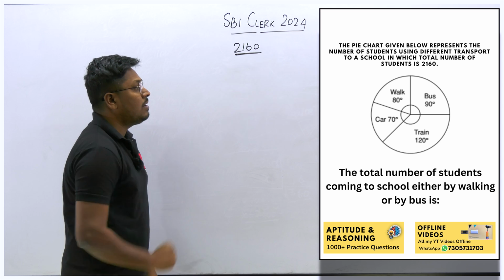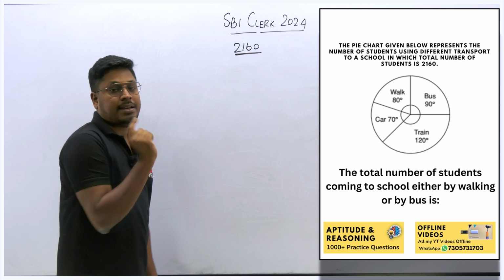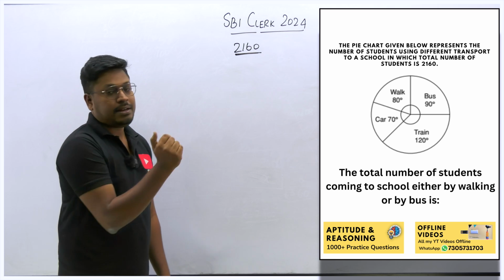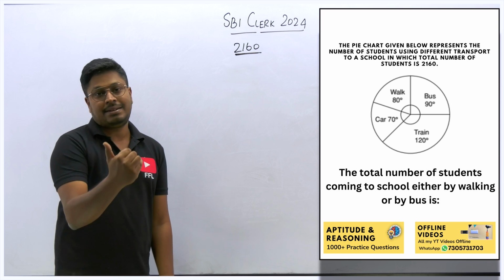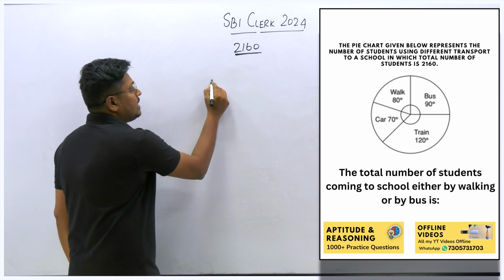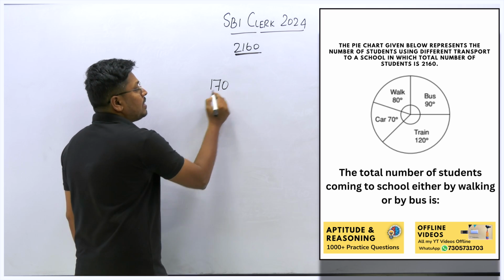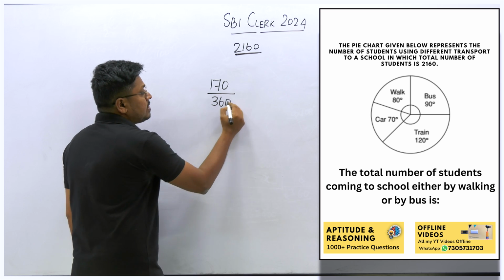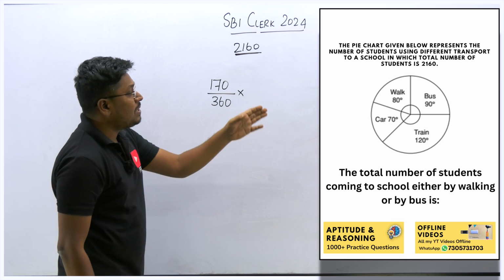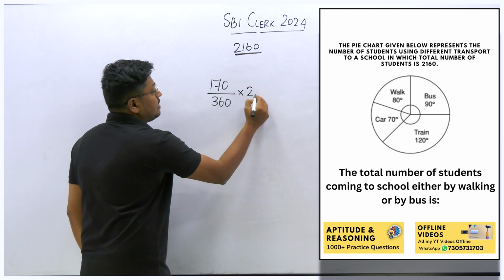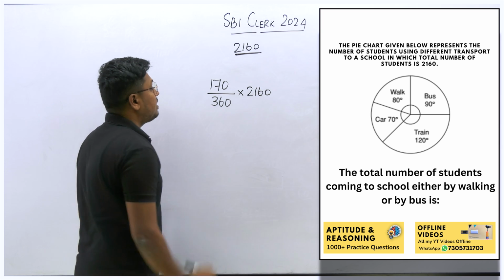What about walking here? Walking is how many degrees? 80 degrees. And what about bus? 90 degrees. So 80 plus 90 will be 170 degrees. So the total is 170 degrees. And in order to remove the degree, divide by 360. Into, we know the total number of students is how much? 2160. So 2160 will be the total number of students.